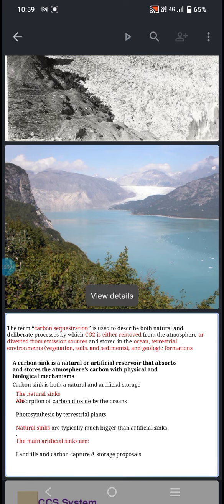The natural sinks include absorption of CO2 by the oceans and photosynthesis by terrestrial plants. Natural sinks are typically much bigger than artificial sinks. The main artificial sinks are landfills and carbon capture and storage proposals.